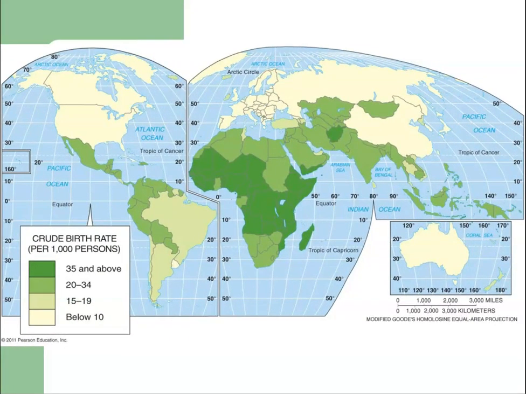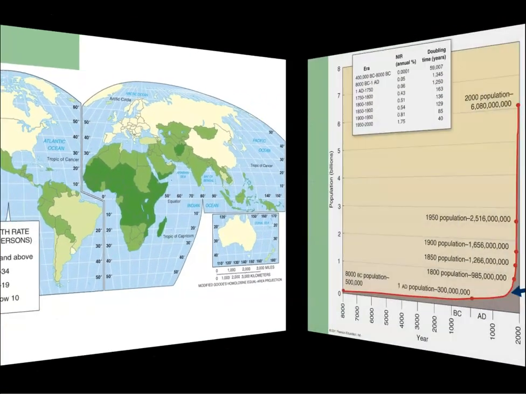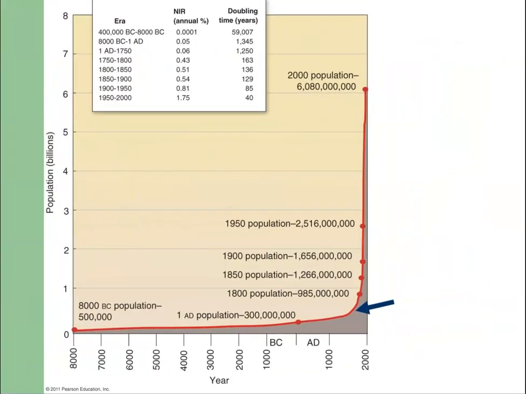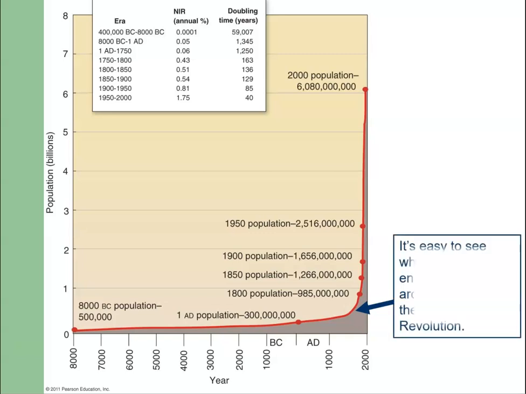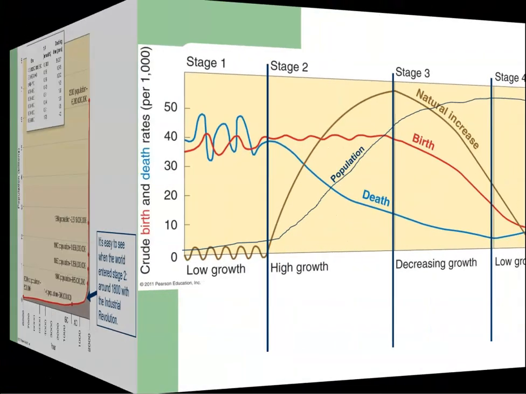This is crude birth rate per 1000 persons that you can see throughout the globe. Here we can see in another diagram when stage 2 of the demographic transition started. Now it is easy to see when the world entered stage 2, and that was around the year 1800 with the Industrial Revolution. So the world entered the second stage of demographic transition after the Industrial Revolution.